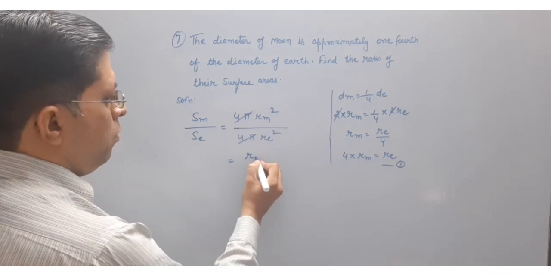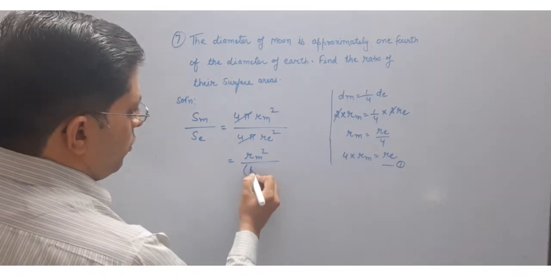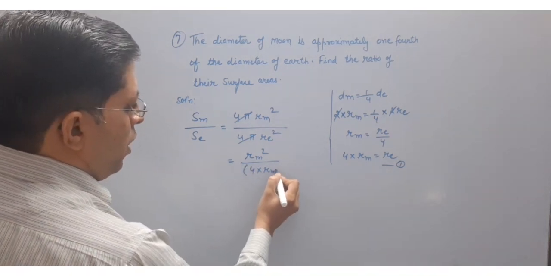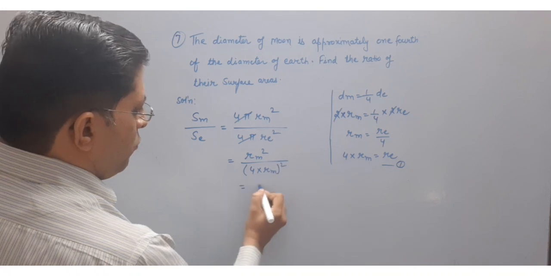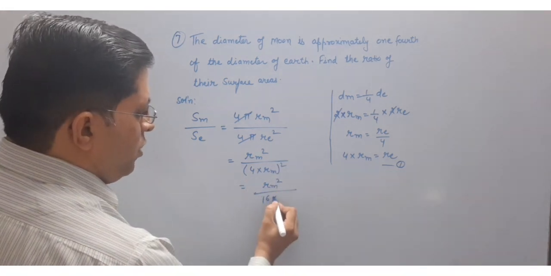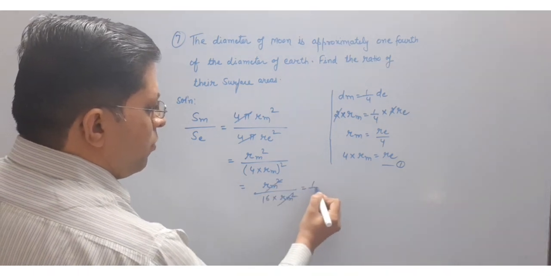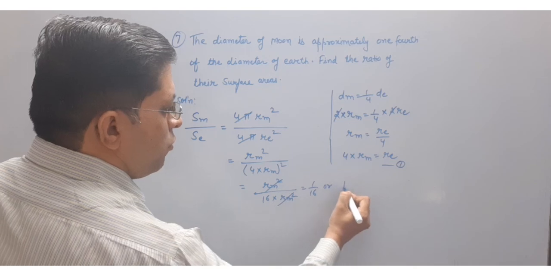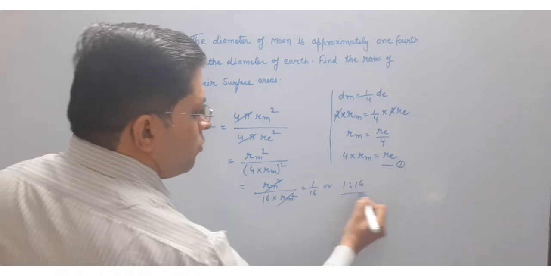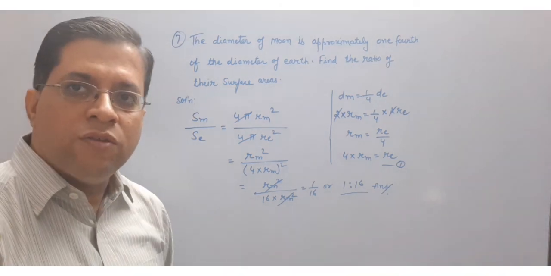Radius of moon, as it is... radius of earth is what? 4 into Rm square. So radius of moon square upon 4 square is 16. Rm to Rm cut, 1 upon 16. So 1 ratio 16. This is the answer of it.